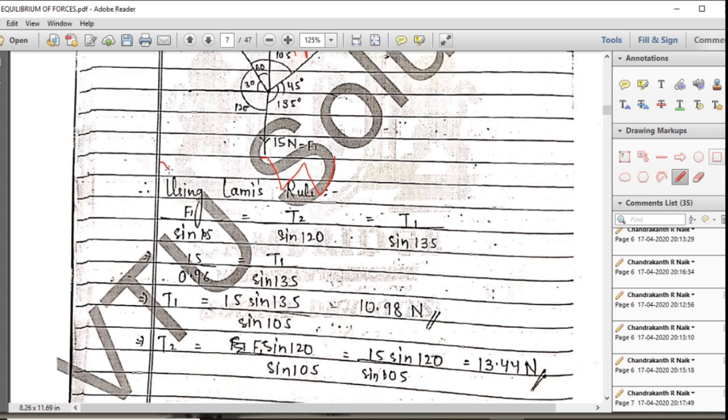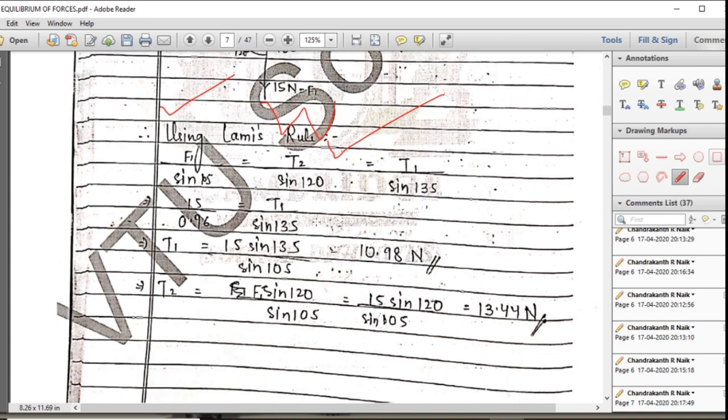Now take any two equations. So F1 we know is 15. 15 by sine 105, which is 0.96, is equal to T1 by sine 135. So cross multiply. So T1 is equal to 15 sine 135 by sine 105. So T1 is equal to 10.98 Newton. Similarly, T2 is equal to F1 into sine 120 divided by sine 105, we have to cross multiply here, and we get 13.44 Newton.